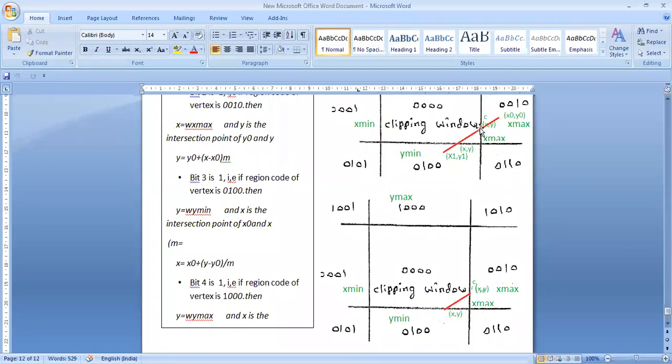And what about my y coordinate? The y coordinate is determined by the slope of the line. So if I bring x directly to x max, then y I need to calculate using the slope.